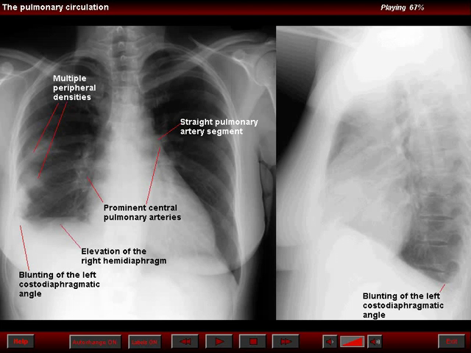The lateral chest roentgenogram only revealed the presence of a blunted costodiaphragmatic angle posteriorly, probably secondary to pleural effusion, but we could not appreciate the parenchymal changes noted in the frontal view.